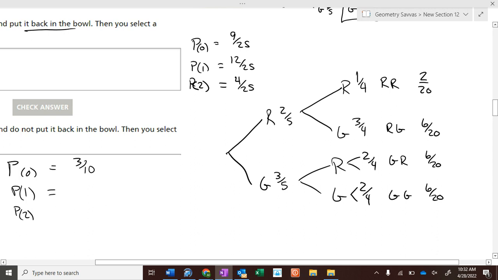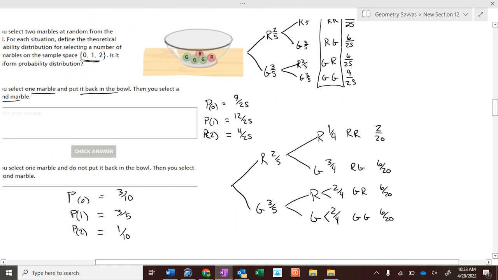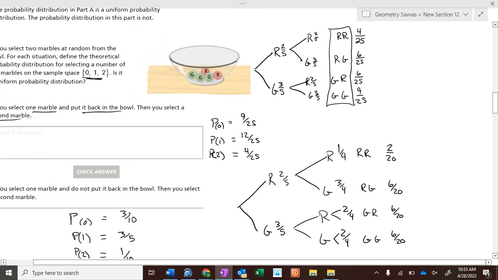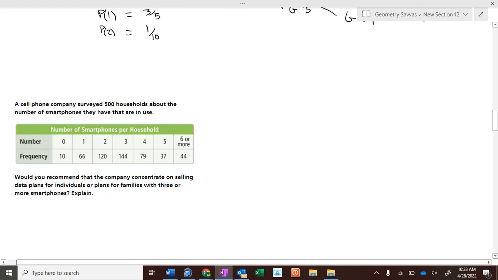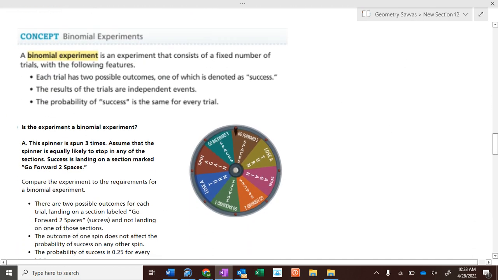What's the probability of getting 1 red? 12 out of 20, which is 3 out of 5. And then what's the probability of getting 2 reds? 1 out of 10 chance. You got a 1 out of 10 chance. Okay? So this is probability distributions. Okay? We're going to skip over that one and we're going to look at binomial experiments.